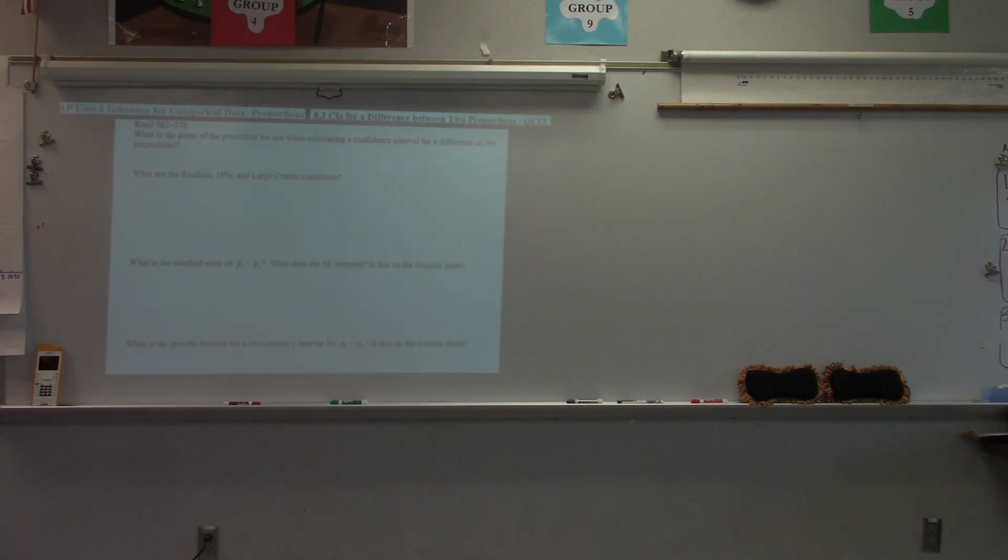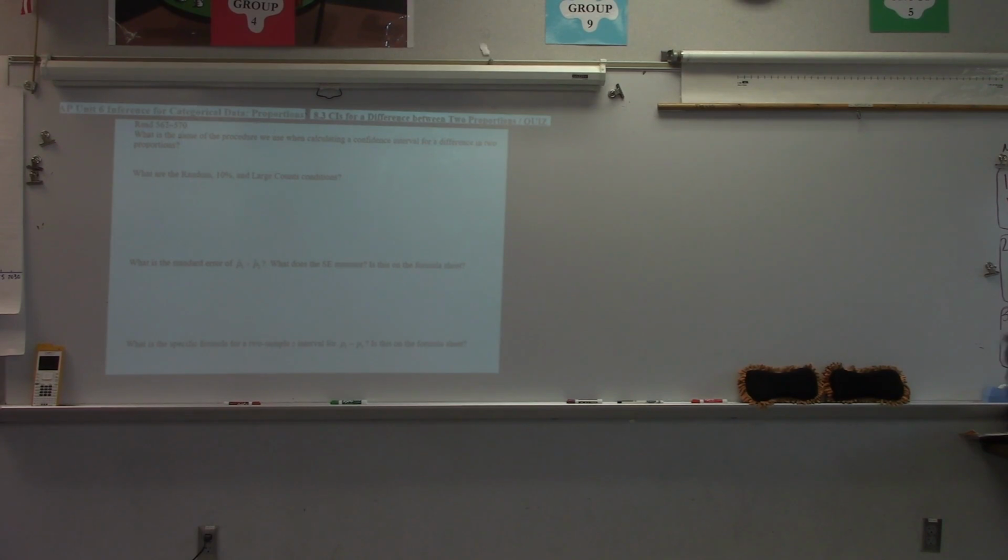Random, 10%, large counts. Do you have to check it for just one or for both? You gotta check it for both, right? So the random condition, the large counts condition, the 10% have not changed. Remember, the 10% is for your standard error, the large counts for normality, for your critical value, random for your point estimate, your statistic. The one thing to also remember when it's two proportions like this, it has to be independent random samples, right? One sample cannot affect the next. Make sense? It cannot be related.